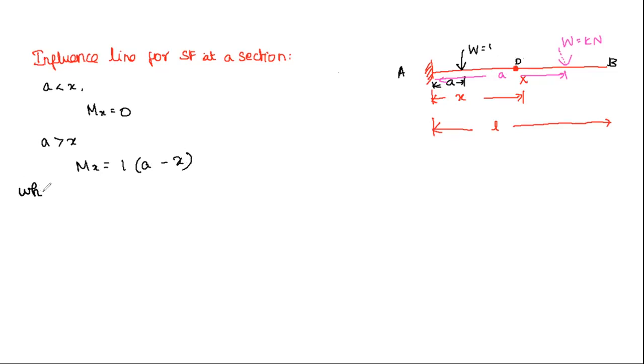So what is the minimum condition for A? We are taking for A to X. So the A greater than X. So it will be X and L. So when A is equal to X, Mx is equal to 0. When A equal to L, Mx is equal to L minus X. So what will be the diagram?